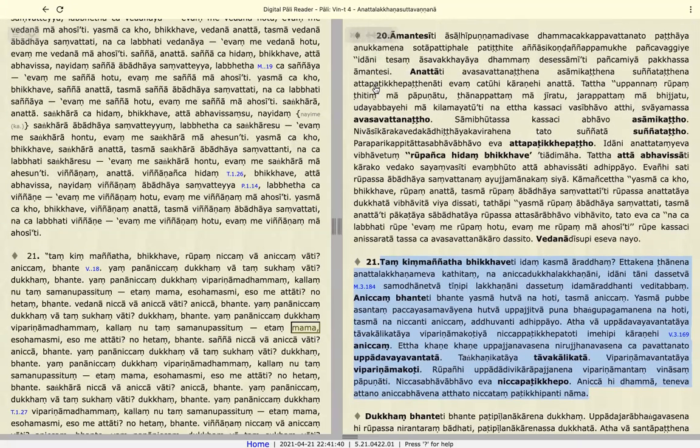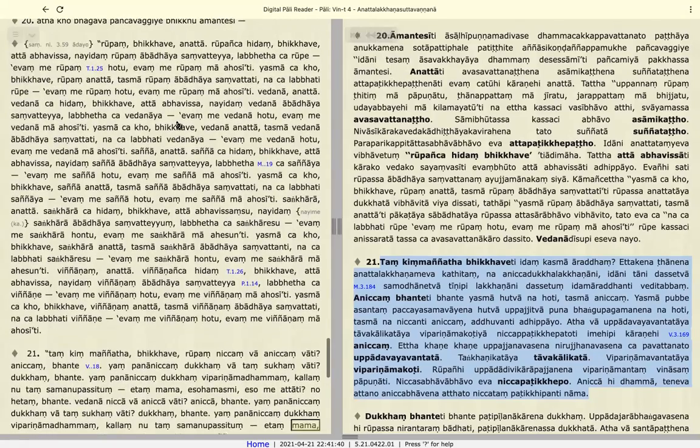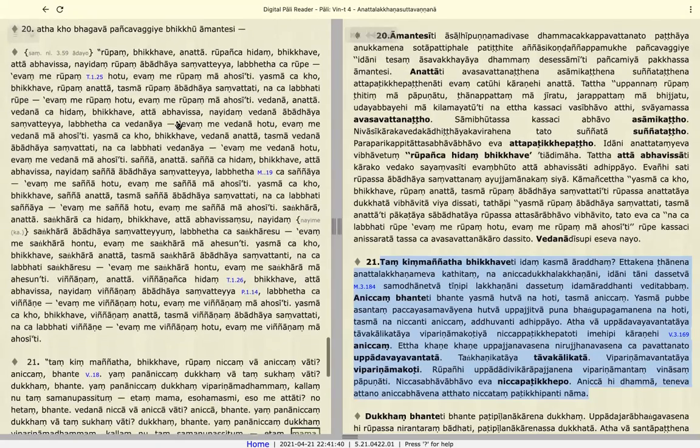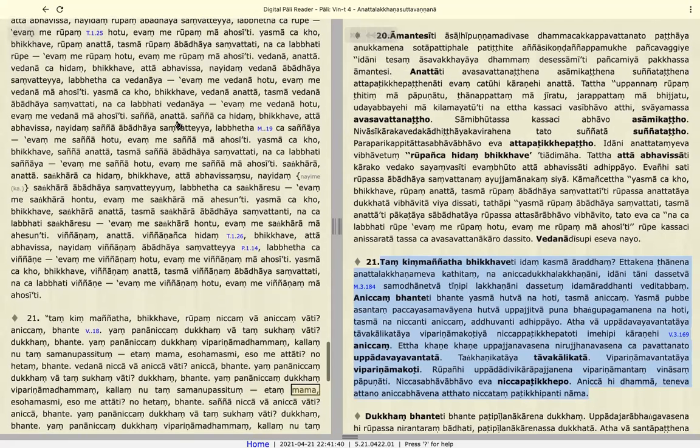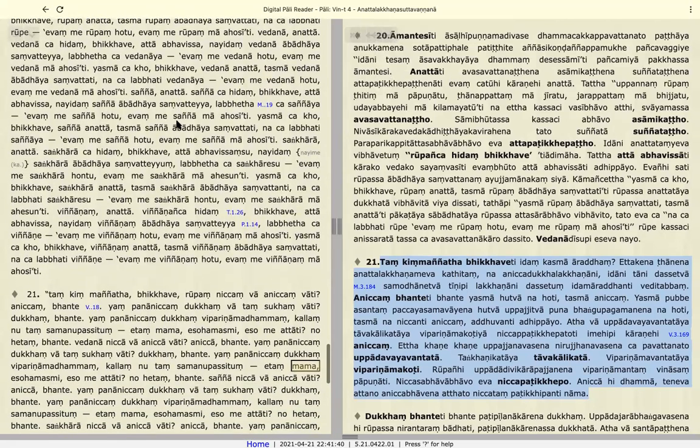According to this commentary and explanation, after listening to this paragraph 20, the listeners, the group of five, meant pañcavaggiya, they understand it. Therefore, the answer.